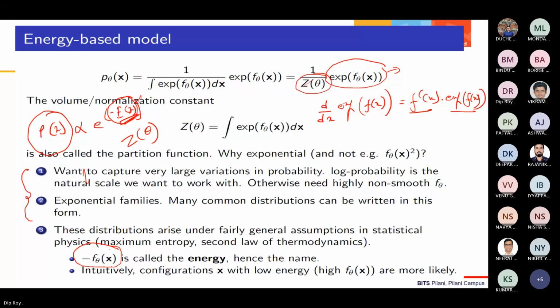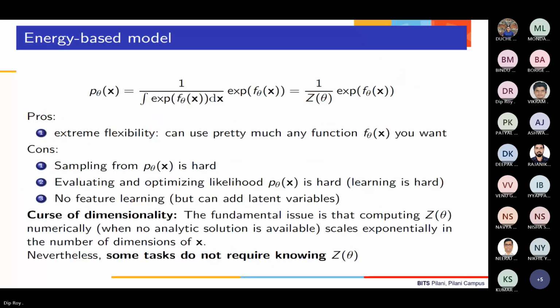Now, what are the pros of energy-based models? We are just scratching the surface here. The pro is extreme flexibility; you can pretty much use any function you want. What are the cons? Obviously, sampling is hard because we don't know p theta of x. We don't know the partition function, so how can we sample? Evaluating and optimizing the likelihood is again hard, which means the training is also hard.